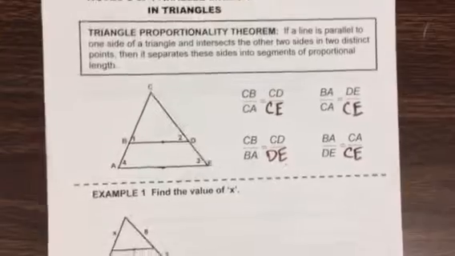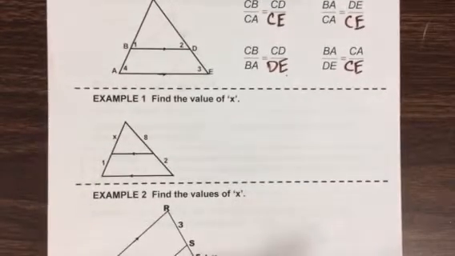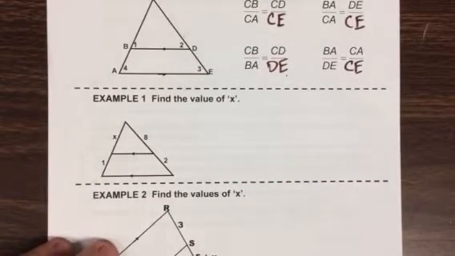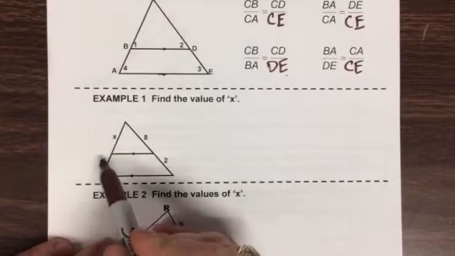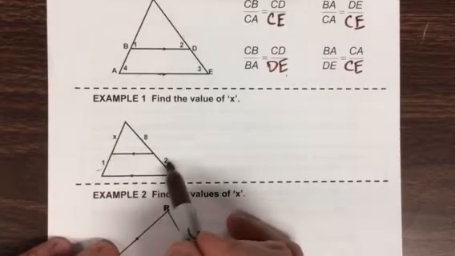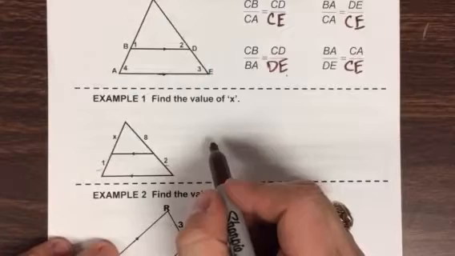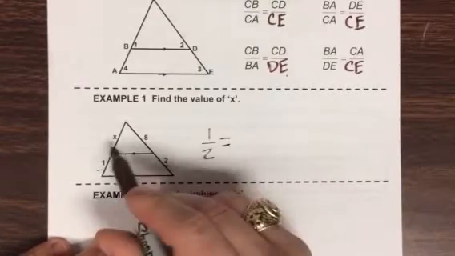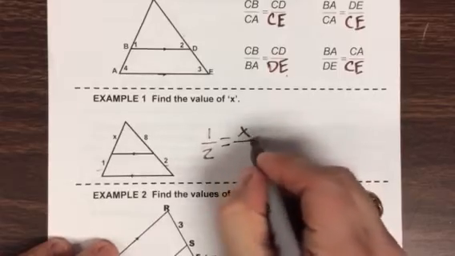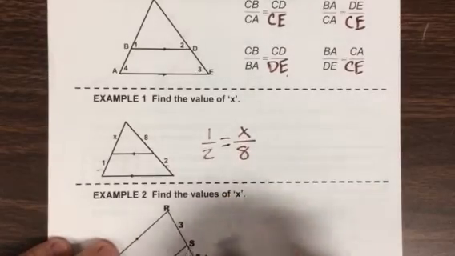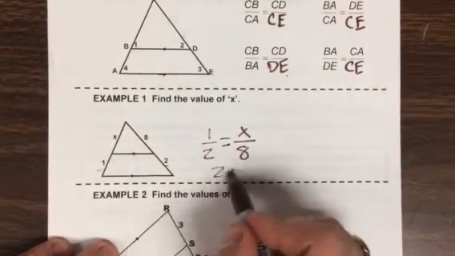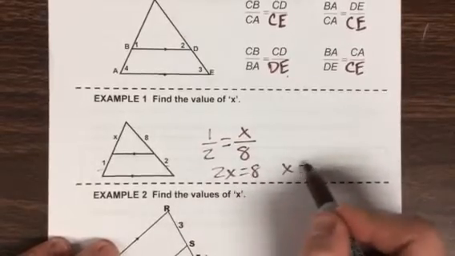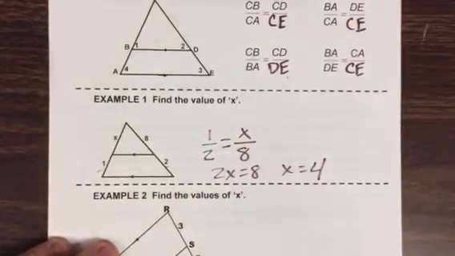So, looking down at example number one, how does this help us? There's a number of ways I could do this. My favorite way to look at it is I like to say 1 to 2 equals x to 8. Go ahead and cross multiply it. Say 2x equals 8, or x equals 4.